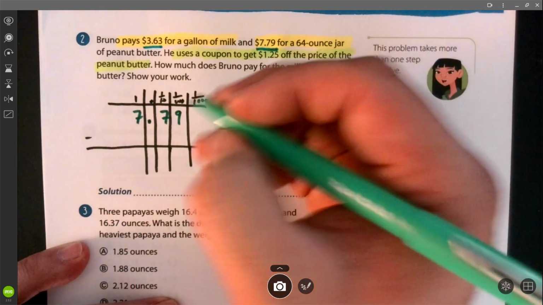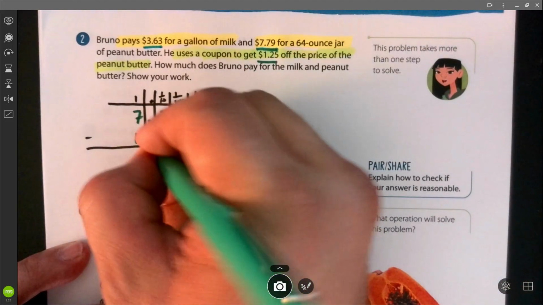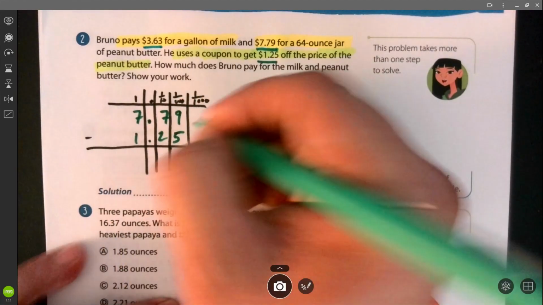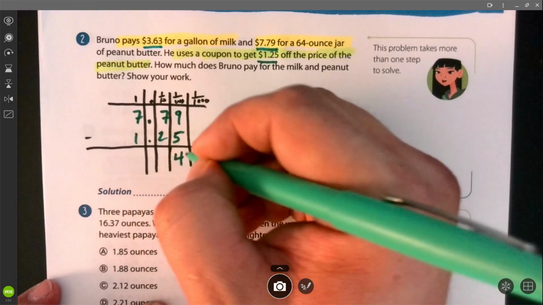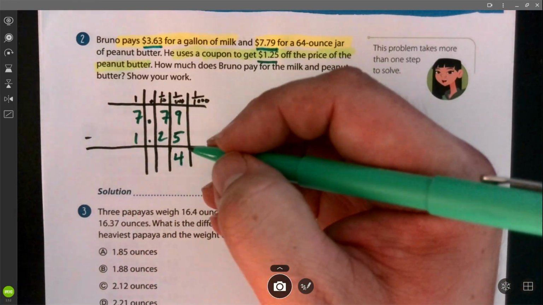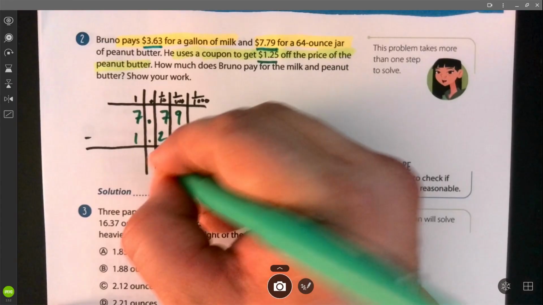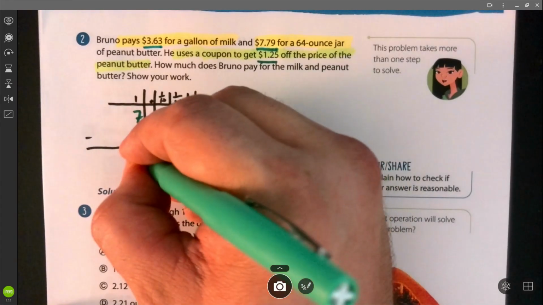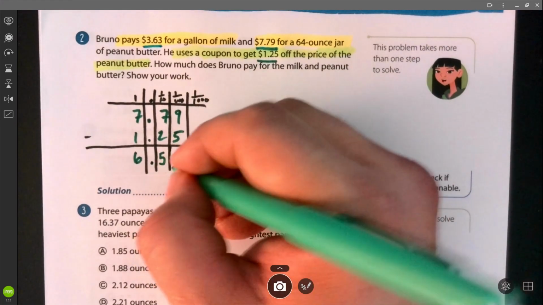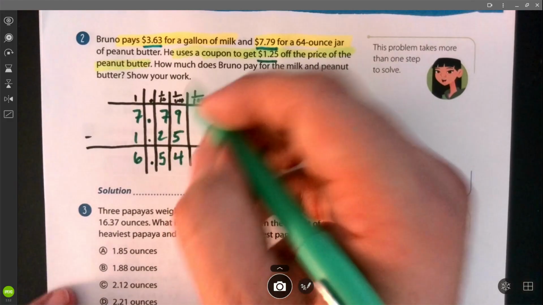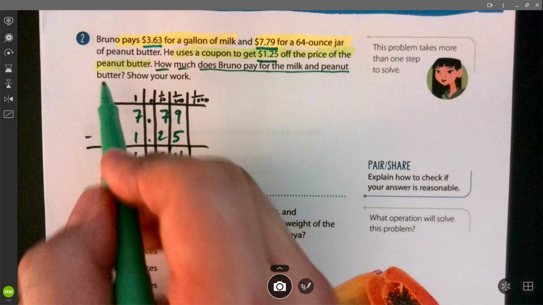Saving money first. $7.79. Take away the price of the coupon, which is $1.25. So we got 9 hundredths. Take away 5 hundredths. That gives us 4. We could count up. We go 5, 6, 7, 8, 9. That's 4. 7 take away 2 is going to give me 5. And then 7 take away 1 is going to give me 6. So the price of the peanut butter is $6.54.